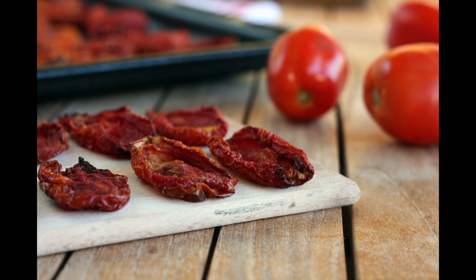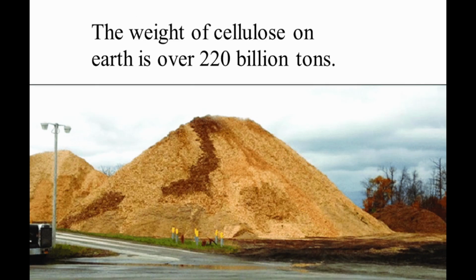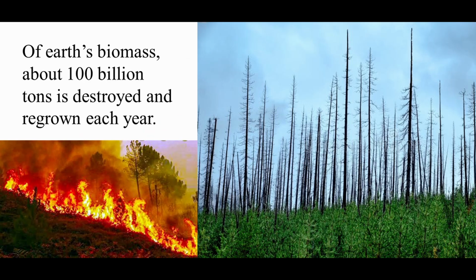If the water was dried out of living things, biomass could be measured in units of bound carbon. Measured in tons of dried carbon, the Earth's living biomass is about 550 billion tons. So, if 40% of this dry weight is cellulose, then the weight of cellulose on Earth is over 220 billion tons. Of Earth's biomass, about 100 billion tons is destroyed and regrown each year.